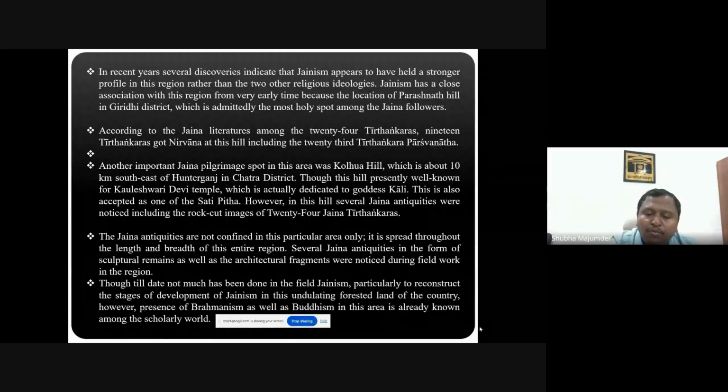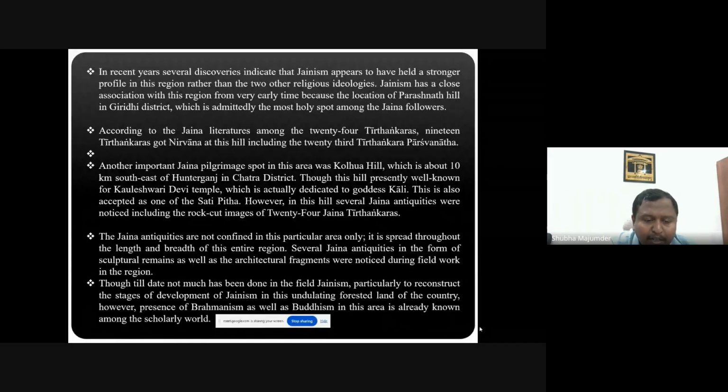The Jain antiquities are not confined to this particular area. They spread throughout the length and breadth of the entire region. Several Jain antiquities in the form of sculptural elements as well as architectural fragments were noticed during the fieldwork in the region. When we explore the area, because these two areas were earlier known, not much research had been done before, say, 2010 or 12, and not much emphasis had been given to understanding the Jain heritage and Jain archaeology of this part of the land. However, we explored the area and found a good number of Jain remains scattered in different parts of this Chhotanagpur Plateau area.